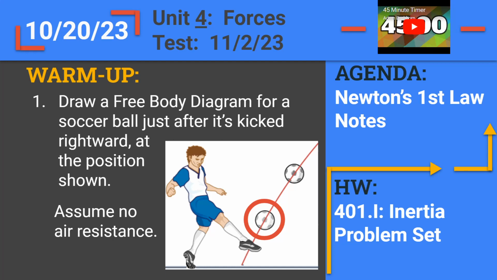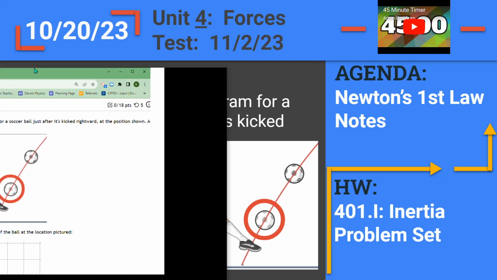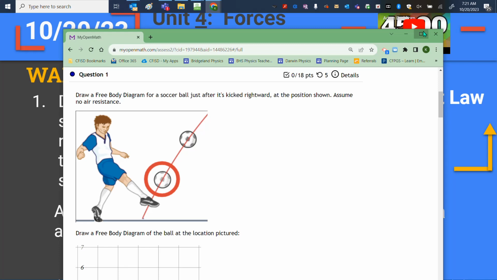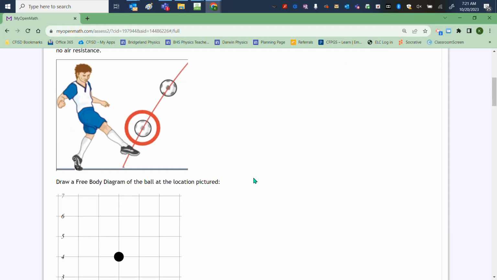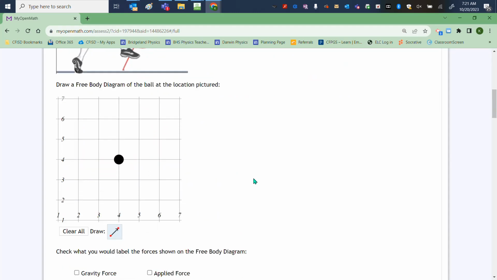The warm-up question for today asks you to draw a free body diagram for a soccer ball just after it's kicked rightward, so where it's at the position shown. So it's just left his foot. It's at that spot. It says to assume no air resistance. And when you look at this question in My Open Math, same picture, you have a spot to draw that free body diagram right here.